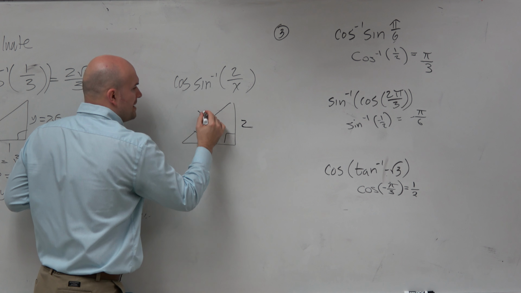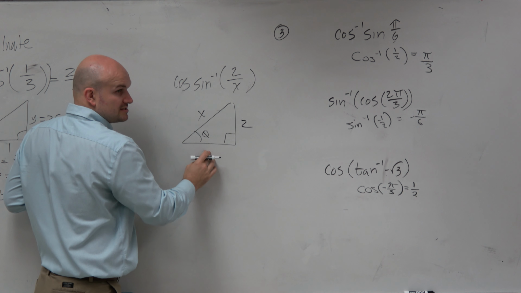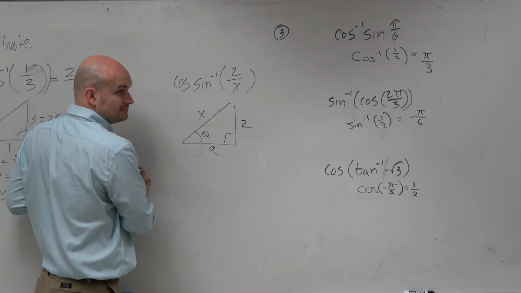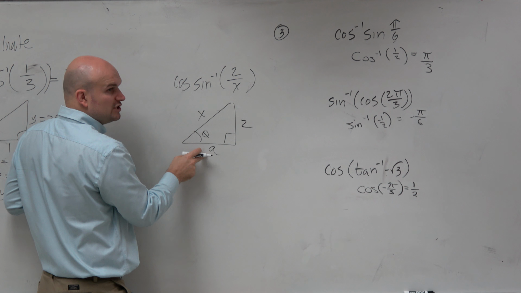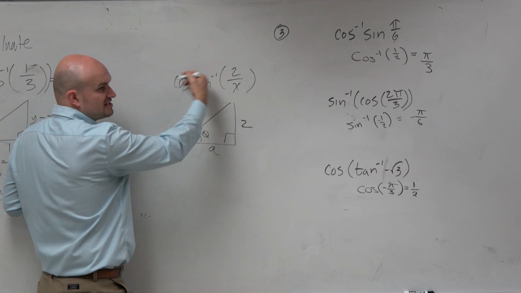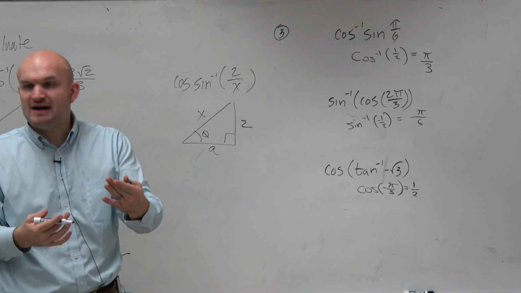Opposite over hypotenuse. Do we know what this value is? No, so let's call it A. Now we can use the Pythagorean theorem, and let's try to figure out what value of A would be in terms of x. Because this would say, like, evaluate in terms of x.